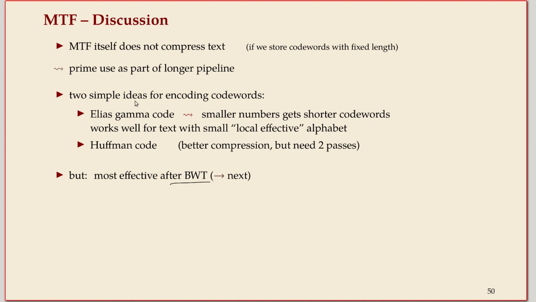If we want to use this, we still have to encode the code words, so the integers. And there you have two options. You can take Elias gamma code, which is a good idea if you expect your text to have these local clusters, because then you will find more smaller numbers than big numbers. And if you can afford the second pass, a Huffman code is always optimal to represent individual characters, so why not use it here? But again, the prime example of where move to front is really shining is in combination with the BWT.